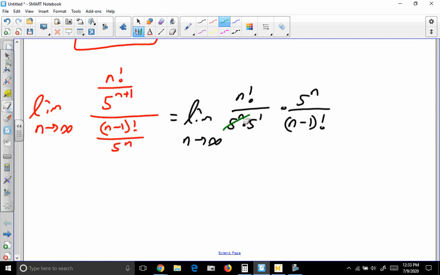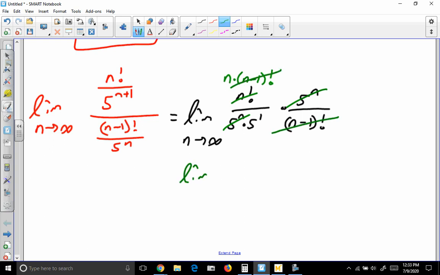So 5 to the n, 5 to the n, those cancel. In order to reduce the factorial, let's pick the largest one, which is this one, and change it to n times n minus 1 factorial. That includes all the same things. N, the next smallest one, and then this includes from there down to 1. So those and those will cancel.